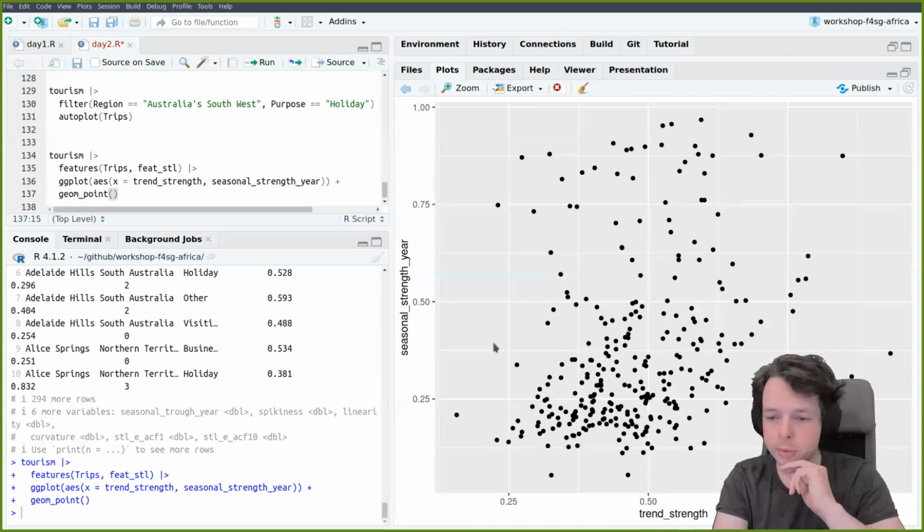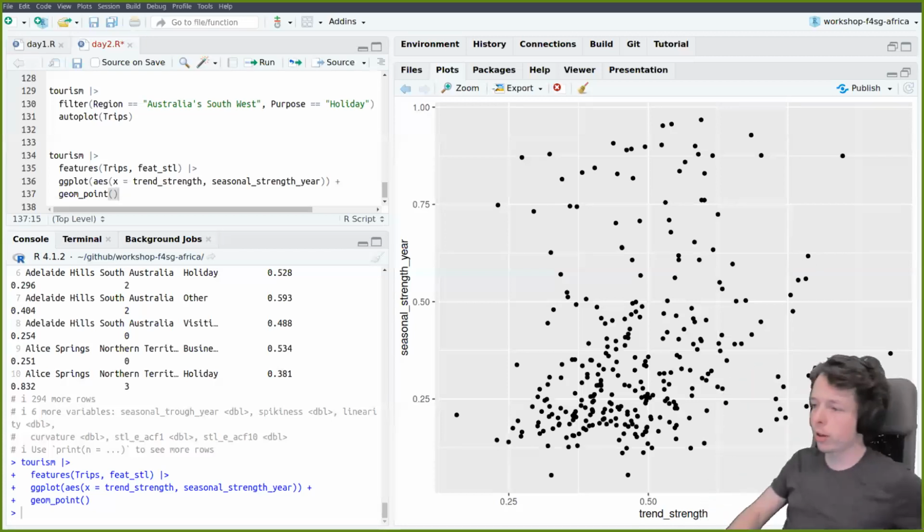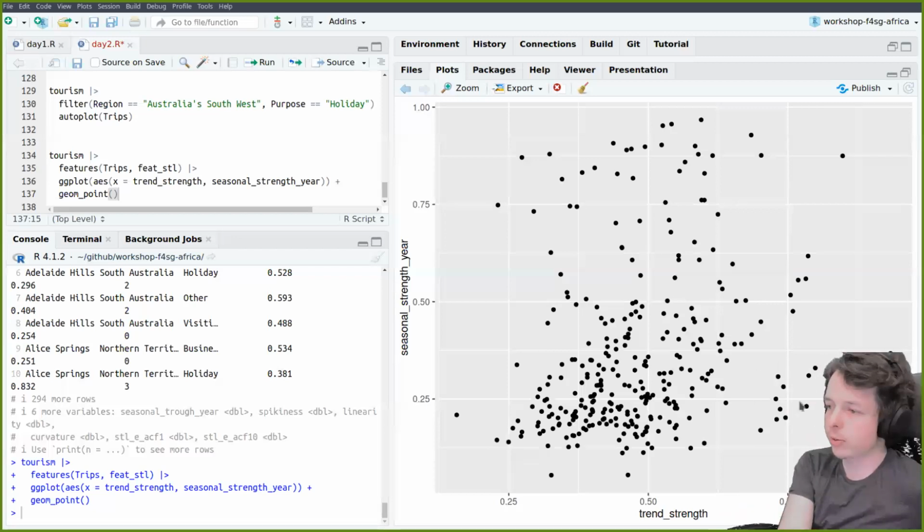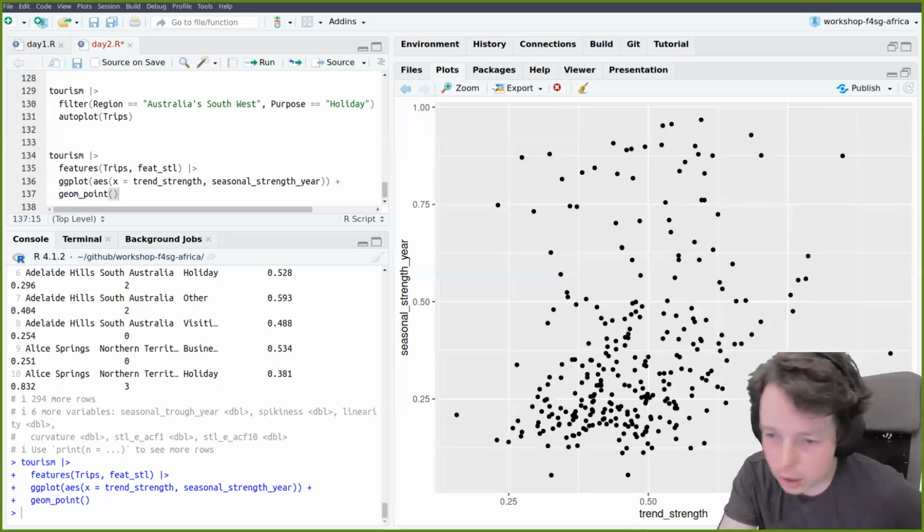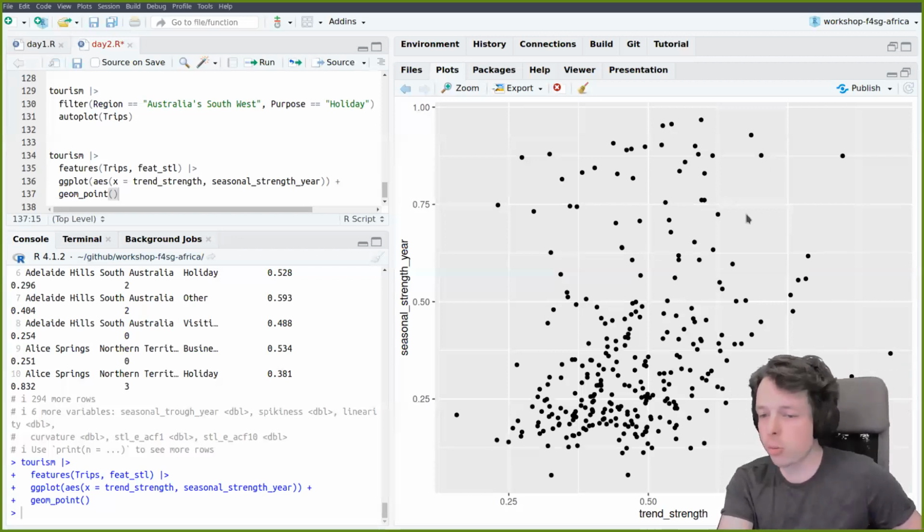Here we go. We've got a big cloud of points. We've got some time series up here which have more seasonality, and a lot of time series down here that don't have much seasonality in them. We've got some time series that have a lot of trend, which is beneath me. Move off to the side again. You see there's a few time series around here. And overall, there's not many time series that have a lot of trend and seasonality.